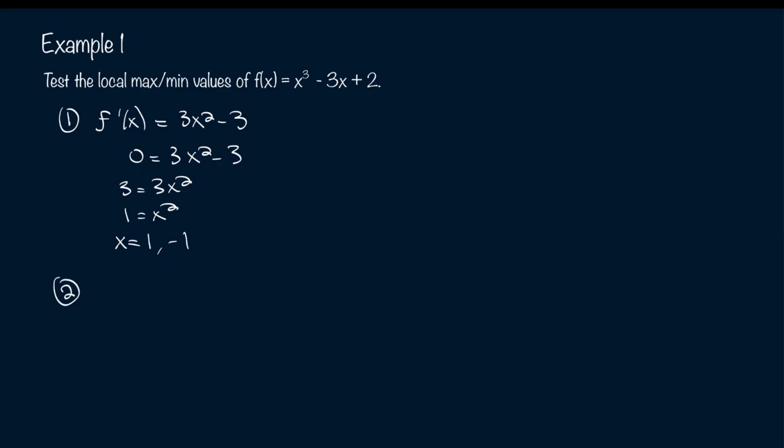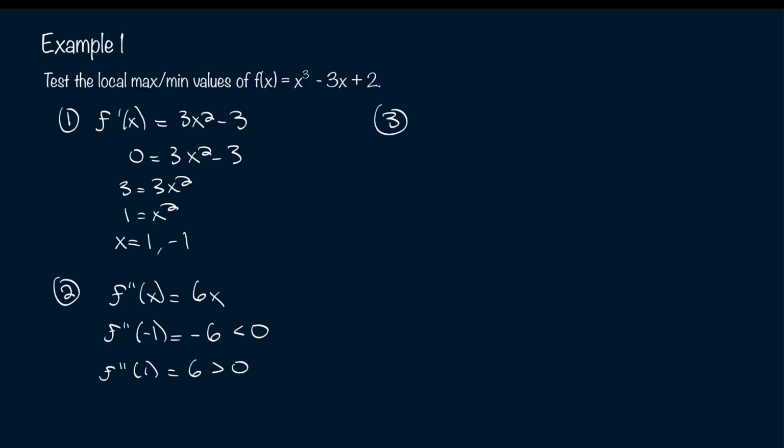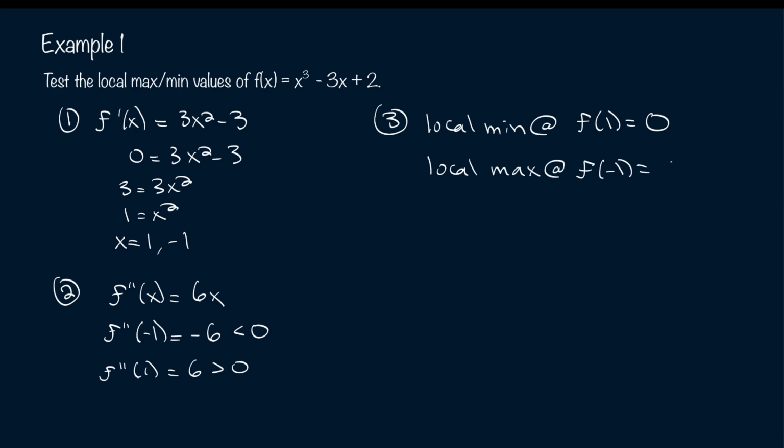Step 2, we're going to find our f double prime of x, which is equal to 6x. If we plug our negative 1 value in, we get negative 6, which is less than 0. If we plug our 1 value in, we get 6, which is greater than 0. Therefore, there is a local min at f of 1, which is equal to 0, if we plug our 1 value back into the original equation, and there is also a local max, f of negative 1, which is equal to 4.